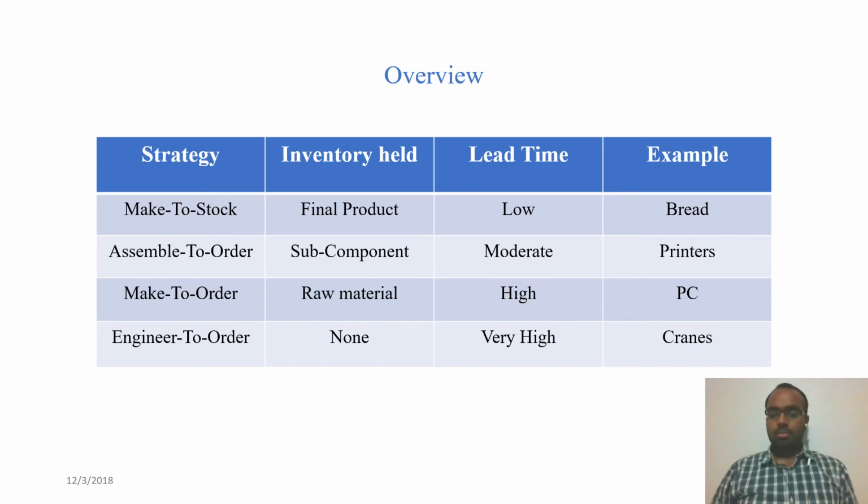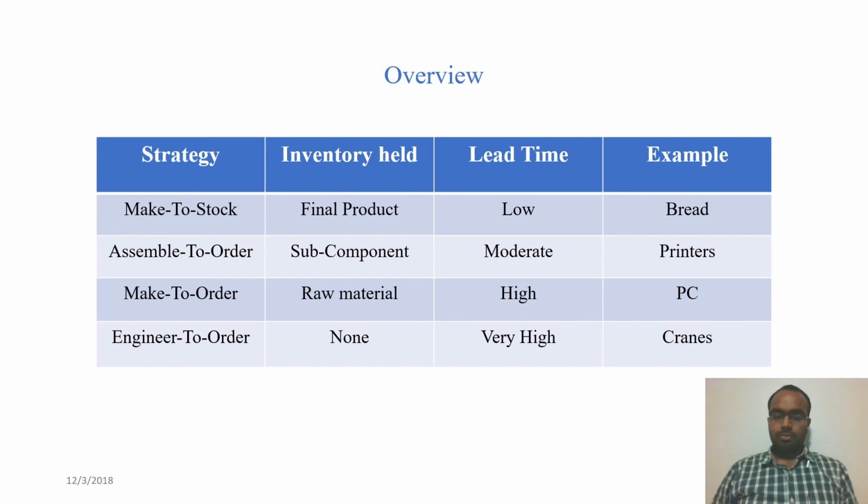The third type of strategy is make to order. We hold the raw materials in our inventory, and once the customer order is received, we go through the subcomponent creation, the final product creation, and finally the shipment. Therefore, the lead times are high compared to the previous 2 strategies. A typical example for a type of product which follows this type of strategy is PCs.